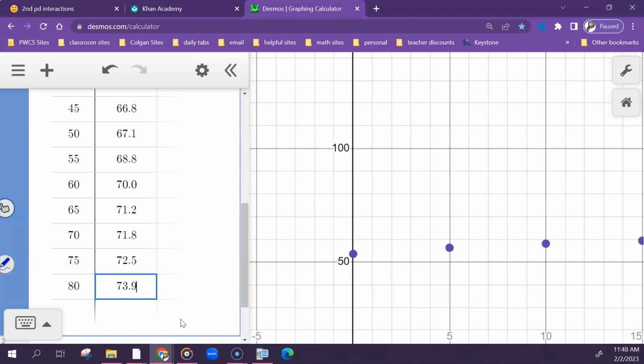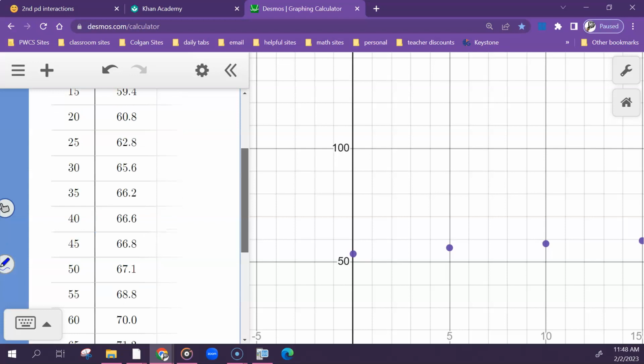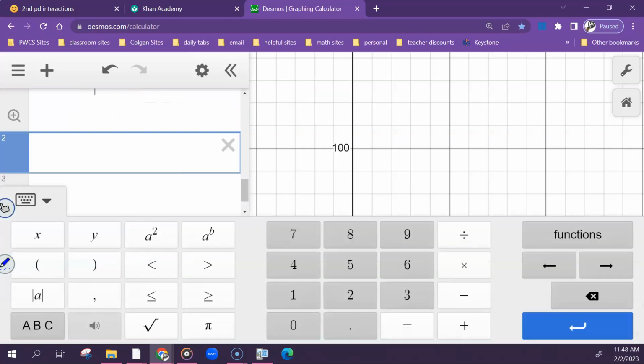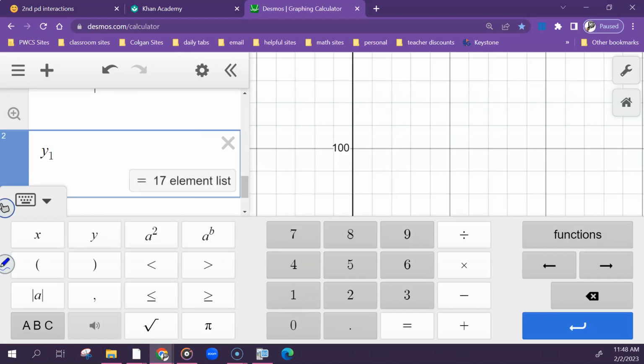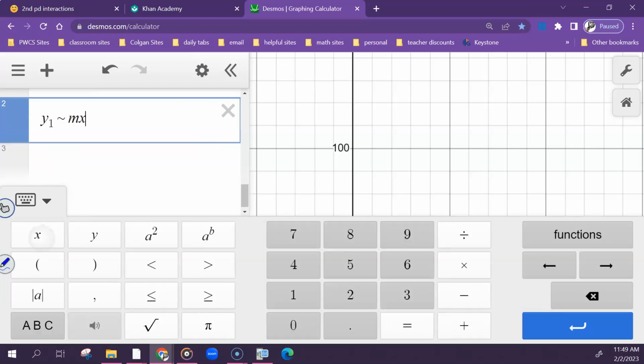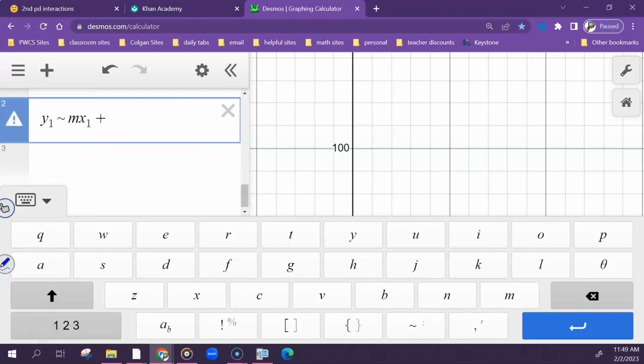After you have everything typed in, make sure you have your equation in the next one: Y1, the tilde or the squiggly line, mx1 plus b.